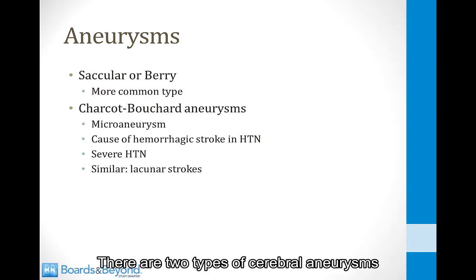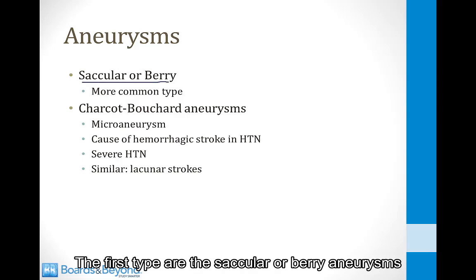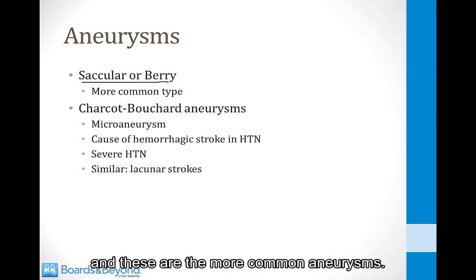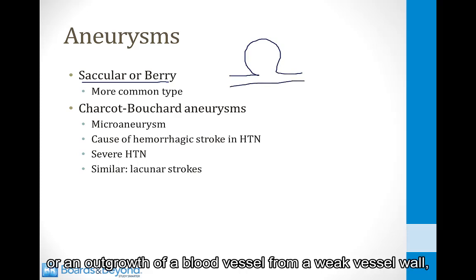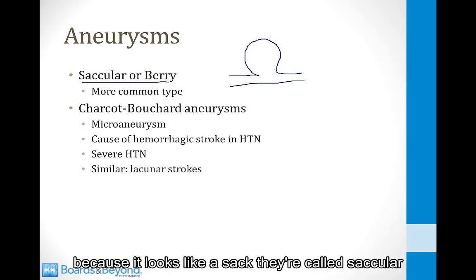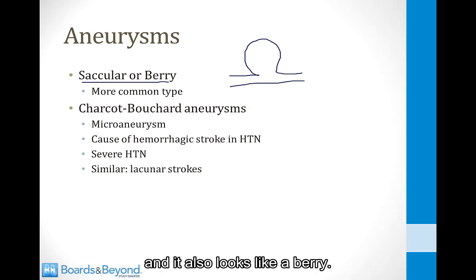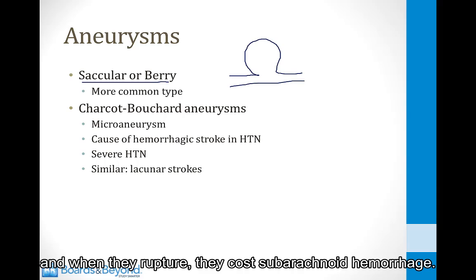There are two types of cerebral aneurysms you should know about as a medical student. The first type are the saccular or berry aneurysms, and these are the more common aneurysms. In this case, there's a sac or an outgrowth of a blood vessel from a weak vessel wall, and because it looks like a sac, they're called saccular, and it also looks like a berry, so they're called berry. These occur in the large vessels of the circle of Willis, and when they rupture, they cause subarachnoid hemorrhage.